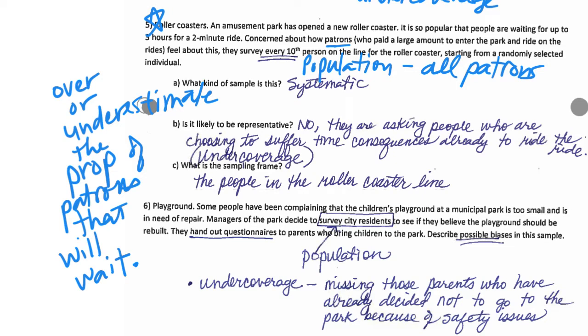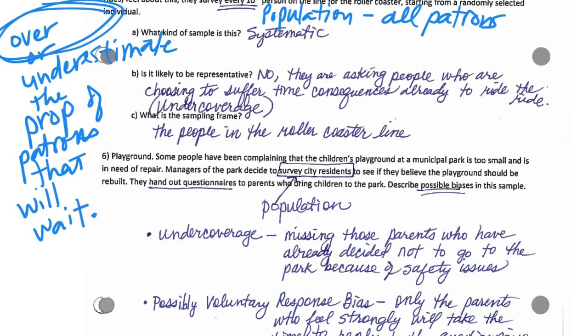Good. It is overestimating because they're asking people who are proving that they're ready to wait in line. And so all the people that don't want to wait in line, guess where they are? Somewhere else. Okay? Very good. So that's important. By the way, the sampling frame is all the people that are in that line, and the sample itself is every 10th person.